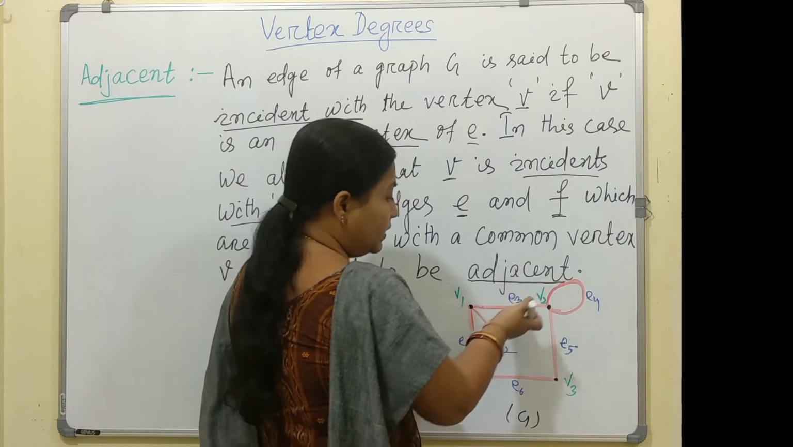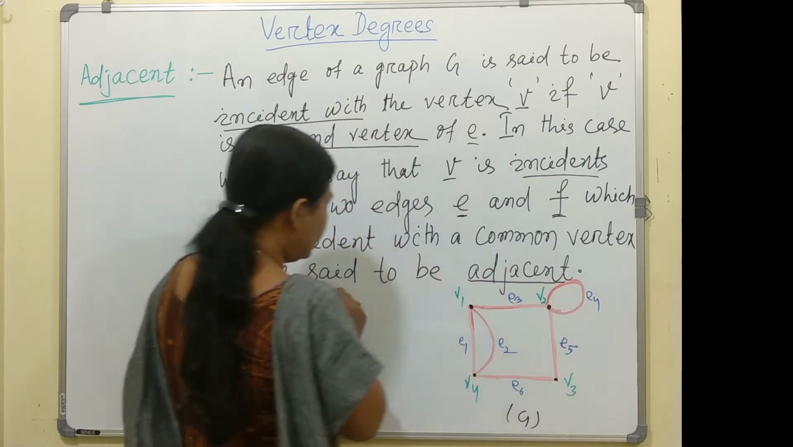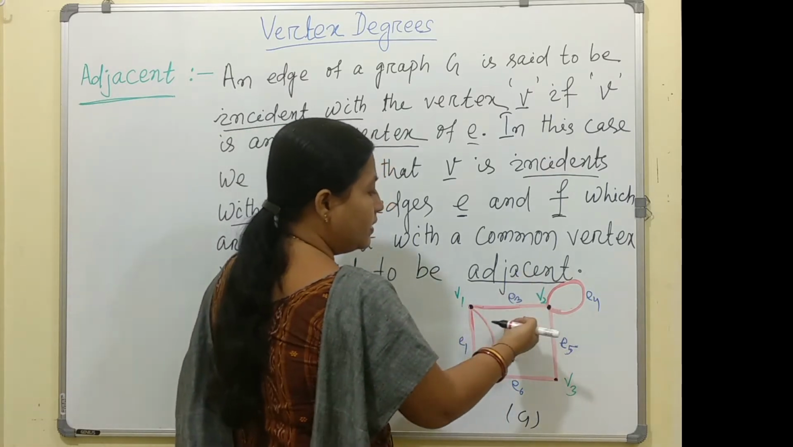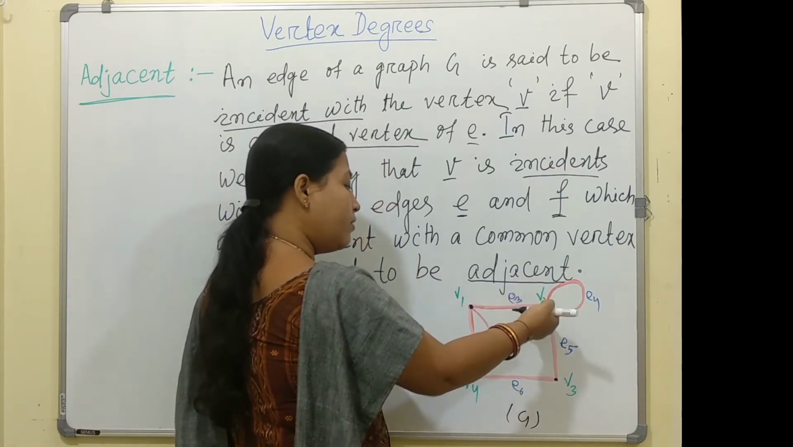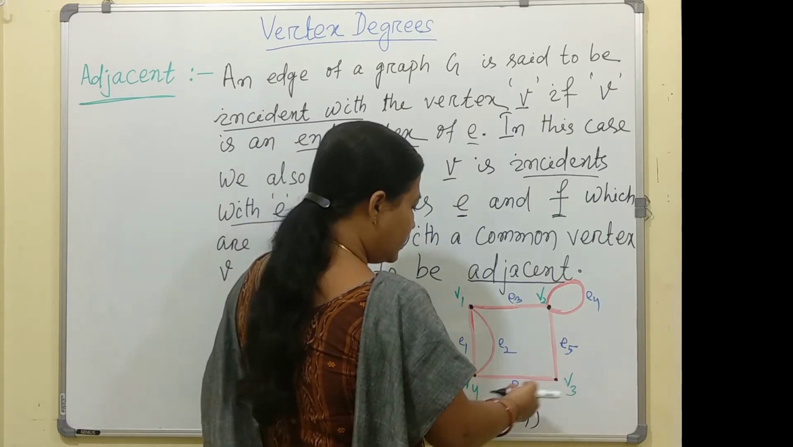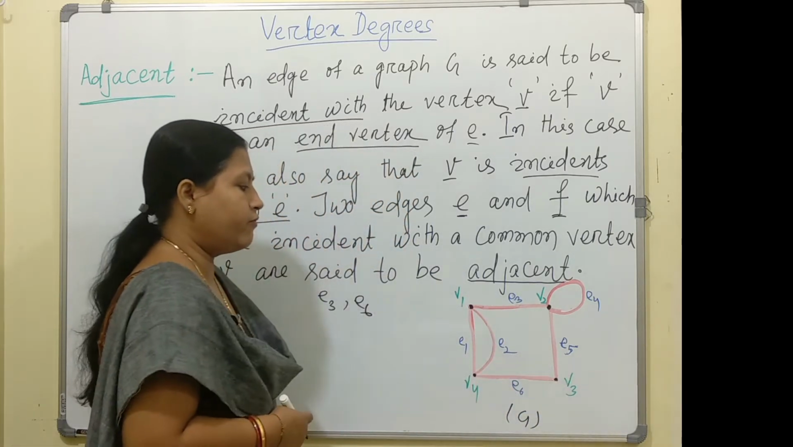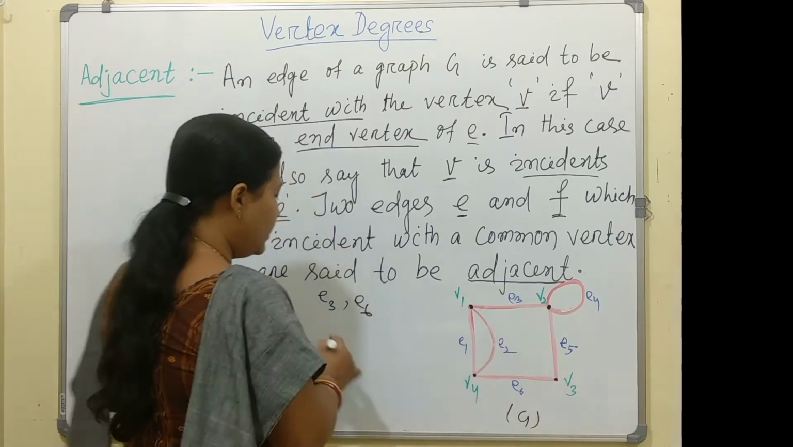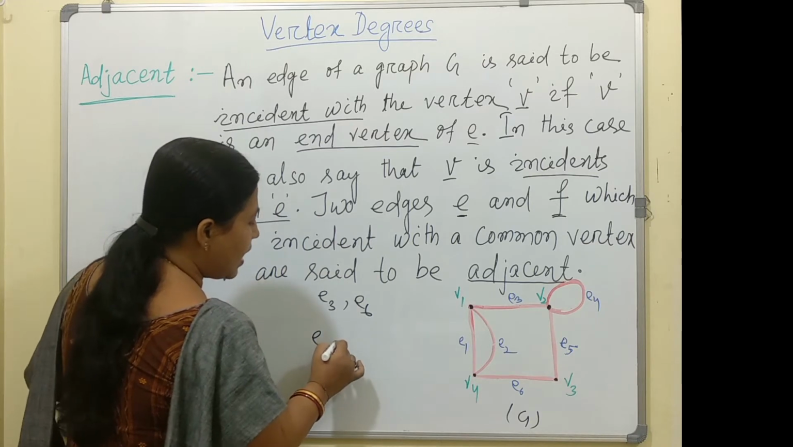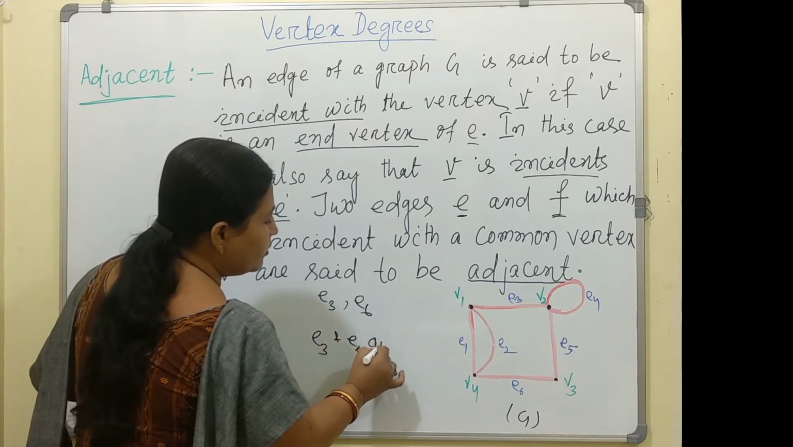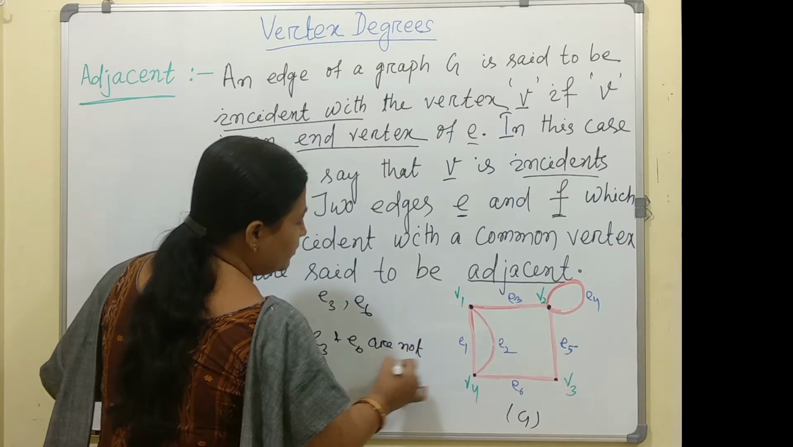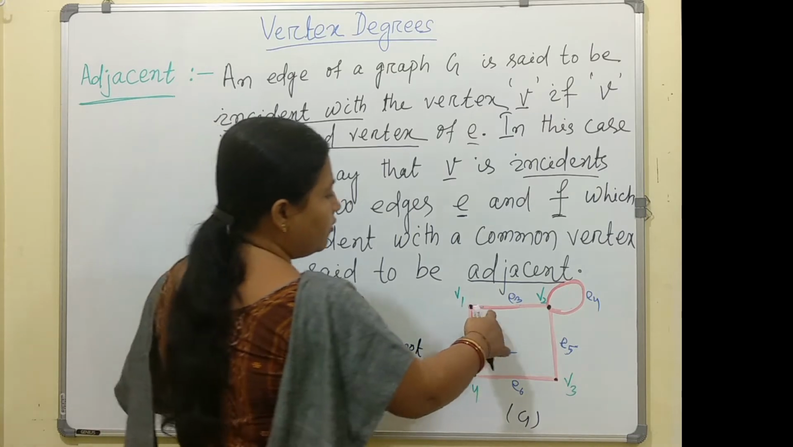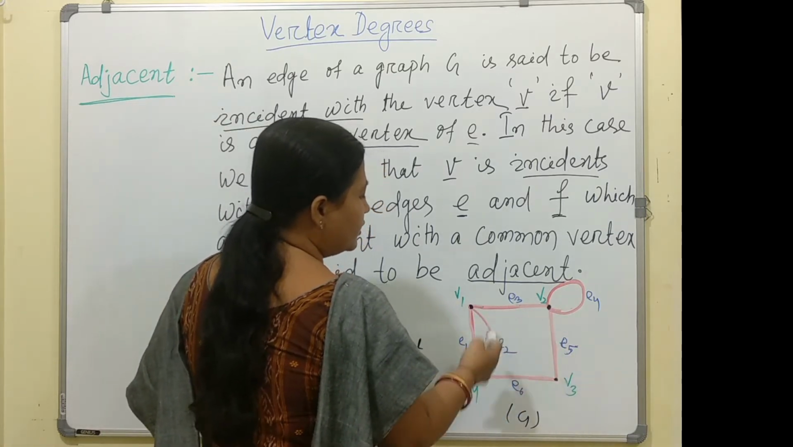See this, taking another 2 edges E3 and E6. E3 is incident with V2 and V1 and E6 is incident with V3 and V4. So they do not have a common vertex. So E3 and E6 are not adjacent. But E3 and E5 are adjacent.